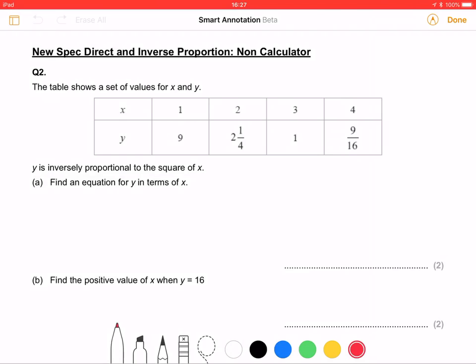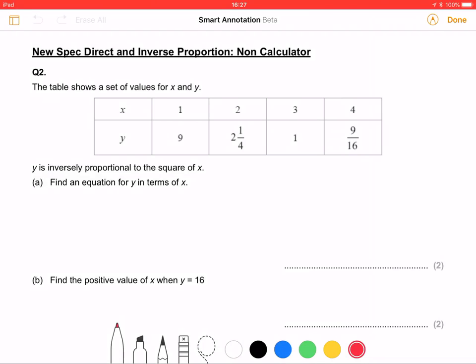So we found two new spec non-calc questions. We thought that might be useful. Should we do it? Yes, let's. All right. So this is a table one, actually. There are quite a few table proportionality questions, so this will be interesting to go through. So the table shows a set of values for x and y. y is inversely proportional to the square of x. Find an equation for y in terms of x.